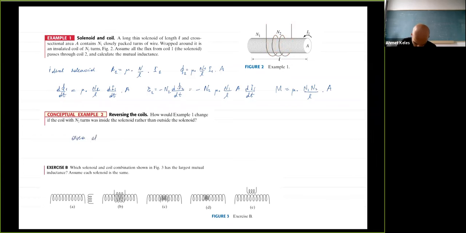Phi is equal, okay, not phi. M, maybe I can write it below. M is basically, not M, L, right? Mutual inductance is equal to mu 0 over 2 pi times L times logarithm R2 over R1.